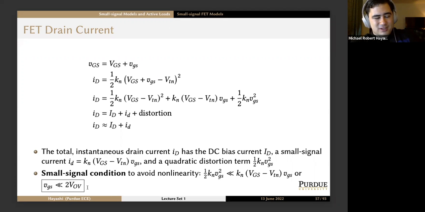Say, for example, we're using an overdrive voltage of half a volt. Now that's a little unrealistic. Let's say we're using an overdrive voltage of 1 volt. That basically says we should be less than 0.2 volts for vgs. So the amplitude of our small signal voltage should be smaller than 0.2 volts.